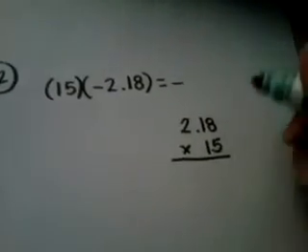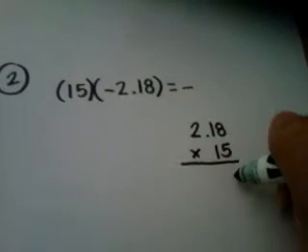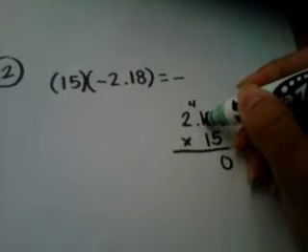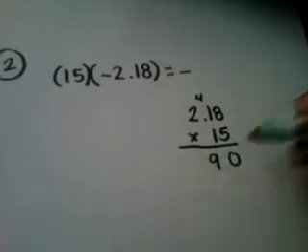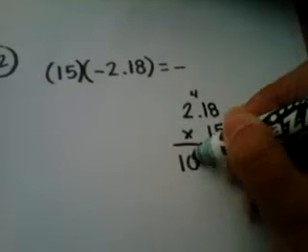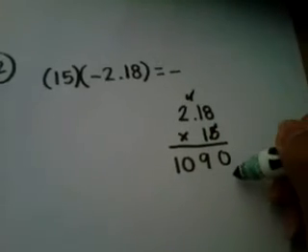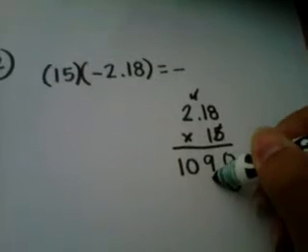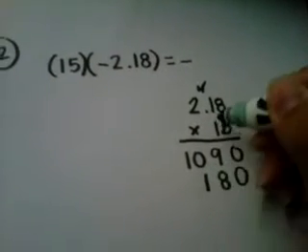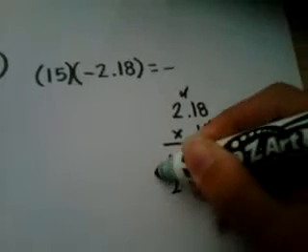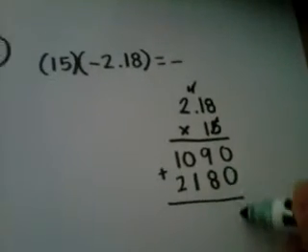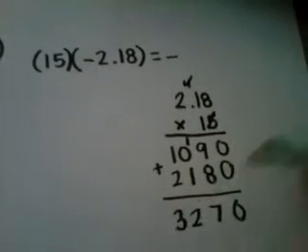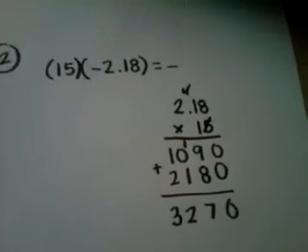I'm just going to multiply it out like I did before. 5 times 8 is 40, carry the 4. 5 times 1 is 5, plus 4 is 9. 5 times 2 is 10. I'm going to cross out the number I multiplied. I'm going to move to my next place value, so we'll leave this placeholder. 1 times 8 is 8. 1 times 1 is 1. 1 times 2 is 2. I'll add those products together, which gives me 3,270. But of course, I still need to move the decimal.